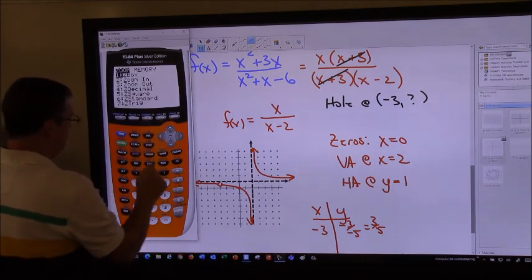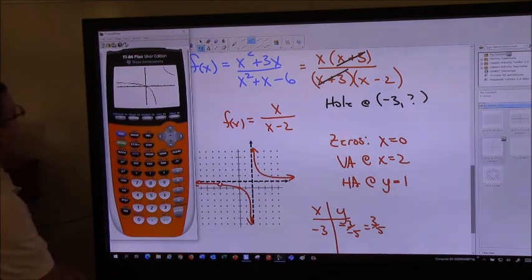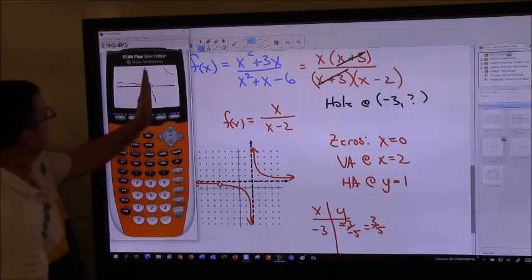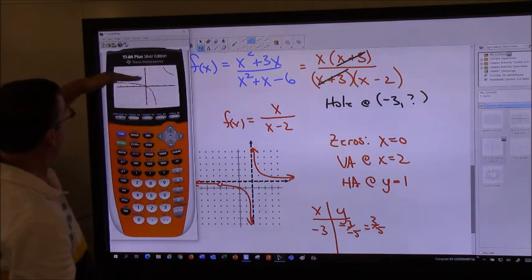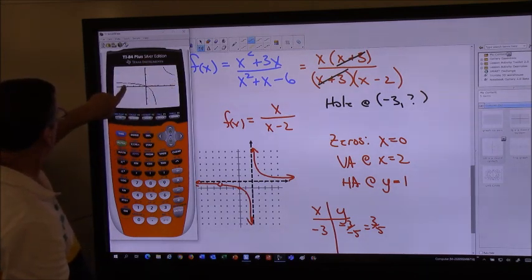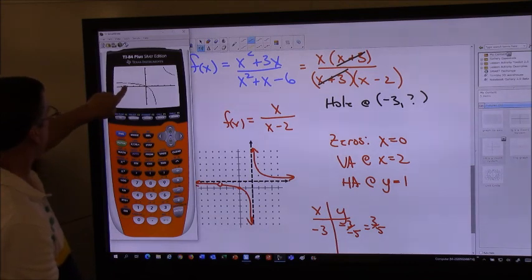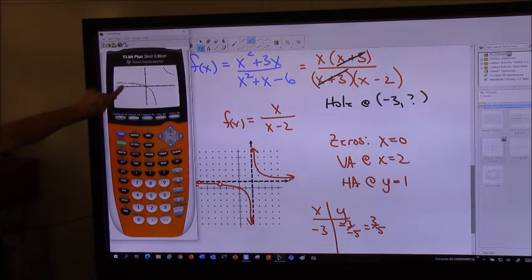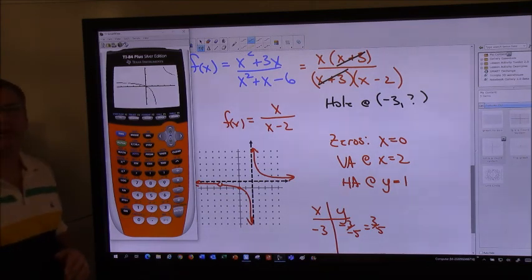I think if I go zoom option 4, I should be able to see everything. Yeah, so there's what it looks like. Looks like there's an asymptote right there at 2, one right here at 1. There's my hole in the graph at -3. I can just barely see a gap there. So yeah, I think I did that one right.